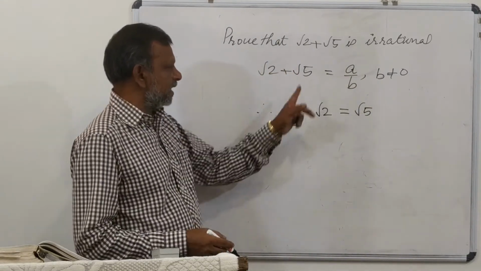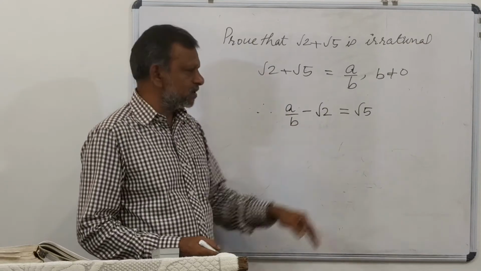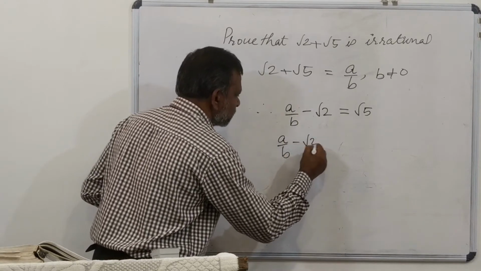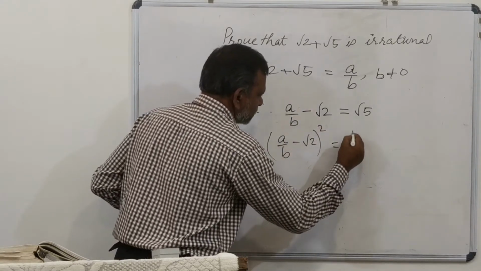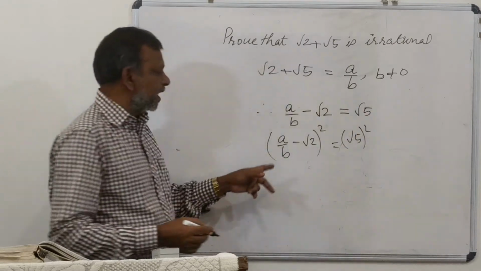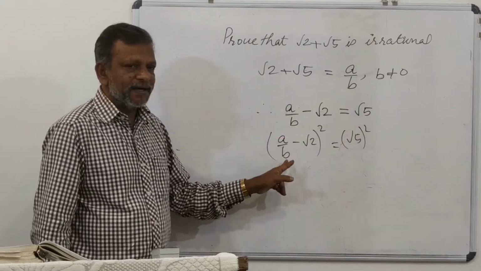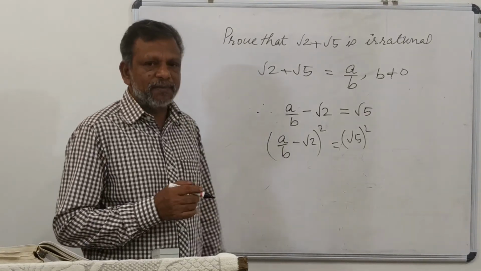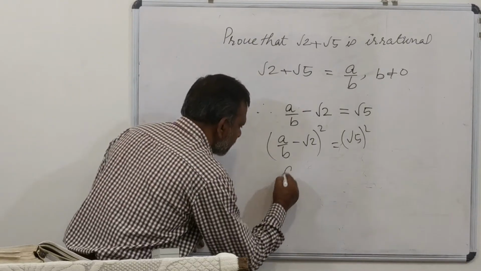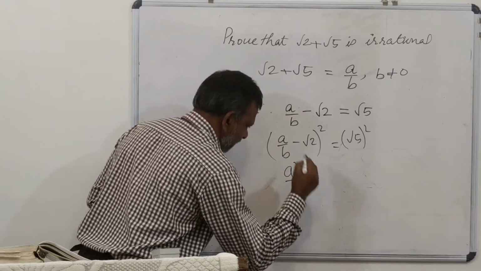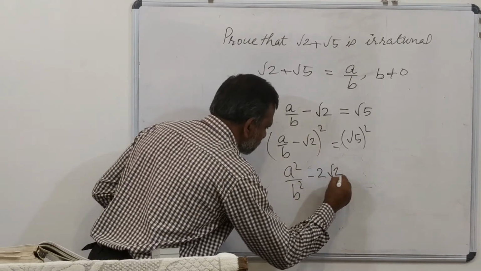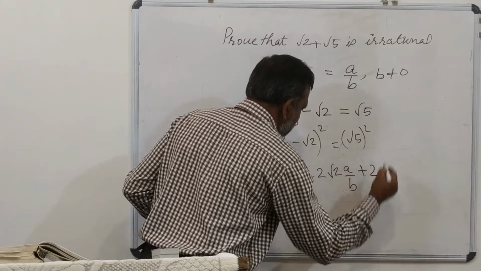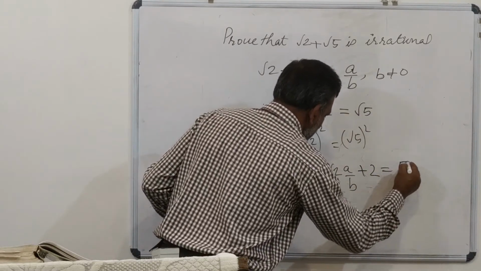Rearrange the terms, we get a by b minus root 2 equals root 5. Squaring both sides, we get a by b minus root 2 the whole square equals root 5 square. Expand this by using the identity a minus b whole square. What is a minus b whole square? a minus b whole square equal to a squared minus 2ab plus b square. So it becomes a squared by b square minus 2 root 2 a by b plus 2 equals 5.